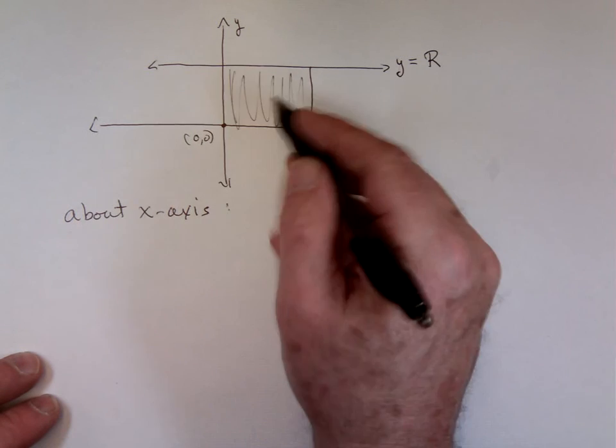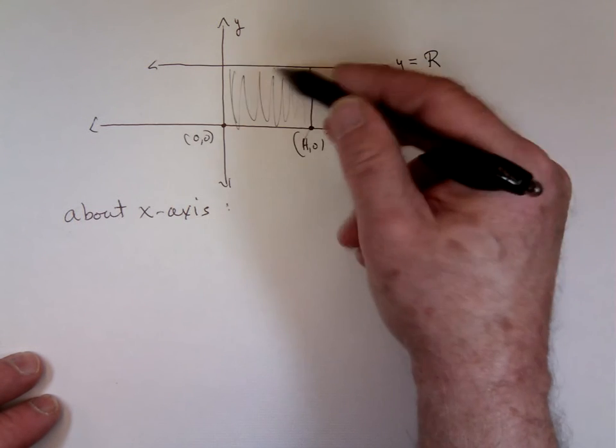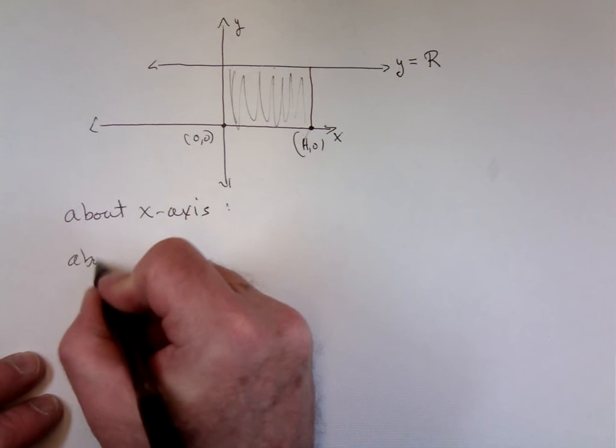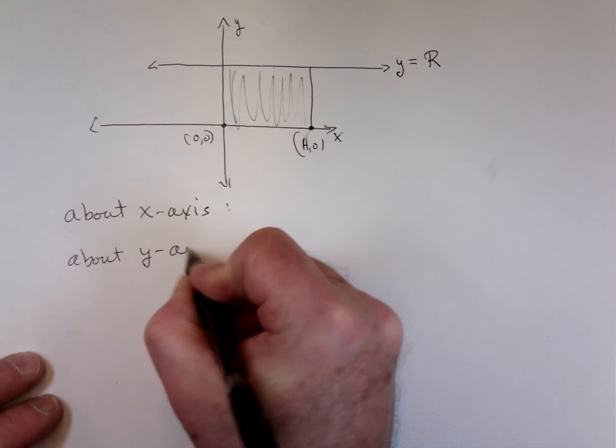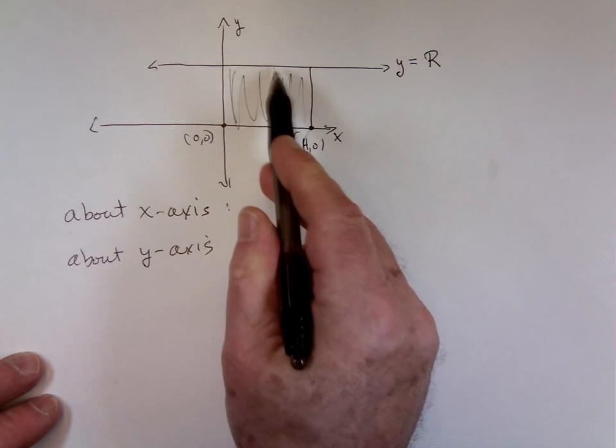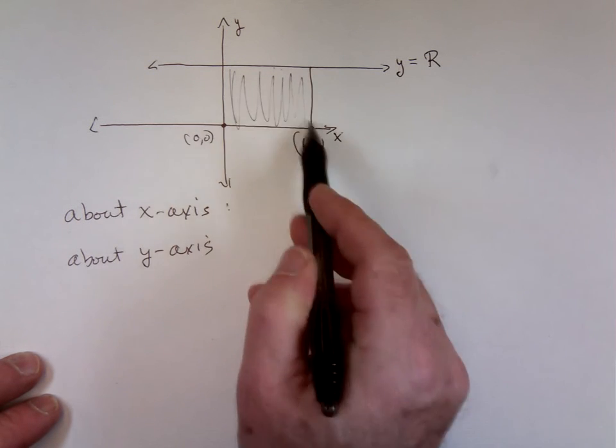And then I want you to do the same thing about the y-axis. Take the same thing, just what I've got right here, around the y-axis, and find the surface area.